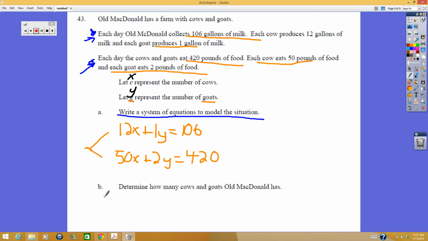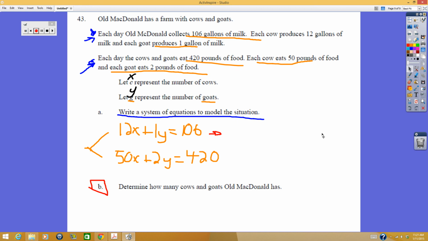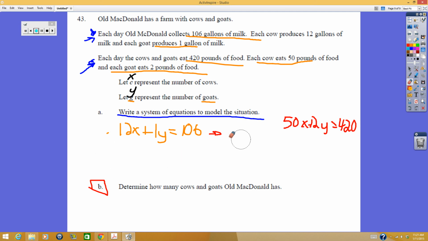I want you to go a little further, which would help you solve for B. In order to determine how many cows and goats Old MacDonald has, that's going to be the point where they cross. So for this, you would solve it. I'm going to run out of room, so I'm just going to rewrite that: 50x plus 2y equals 420. I just wanted to make some space in order to solve these two.